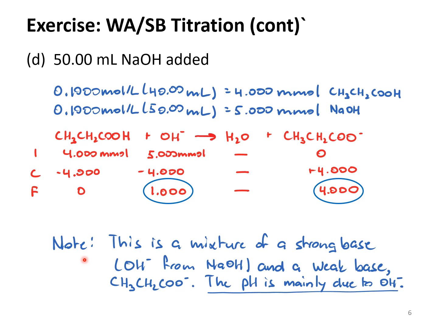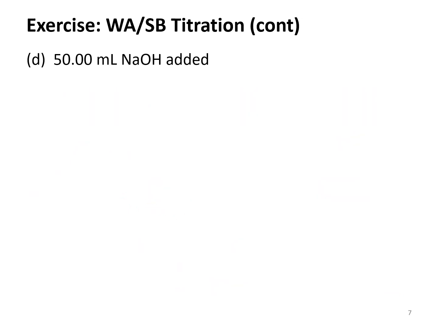And it can be shown that in most cases, when we have a mixture of a strong base and a weak base, the pH will be primarily determined by the amount of strong base that we have. So this is the term that we will use to calculate the pH. So in order to calculate the pH, we will need the concentration of hydroxide.